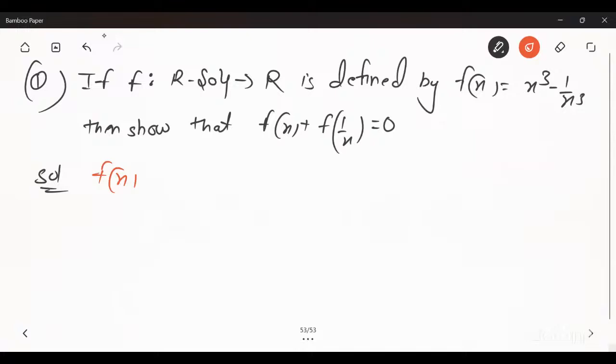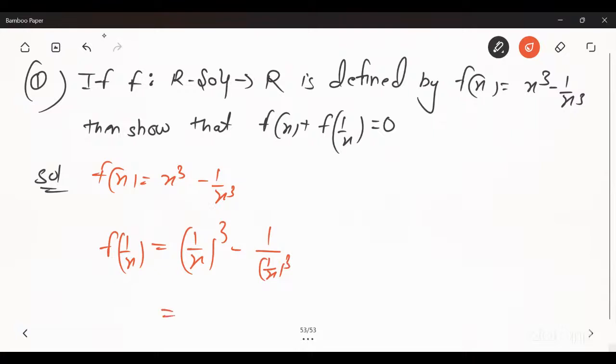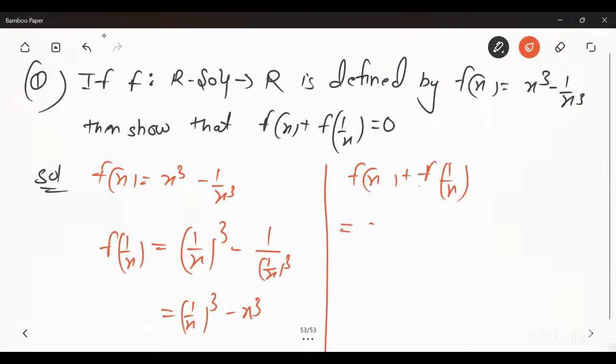We have given that f of x is equal to x cube minus 1 upon x cube. So what is the value of f of 1 upon x? In place of x, I have to put 1 upon x. So 1 upon x cube minus 1 upon x cube, means 1 upon x cube minus x cube. So f of x plus f of 1 upon x is equal to x cube minus 1 upon x cube plus 1 upon x cube minus x cube. So that term will be cancelled. So you will get 0.